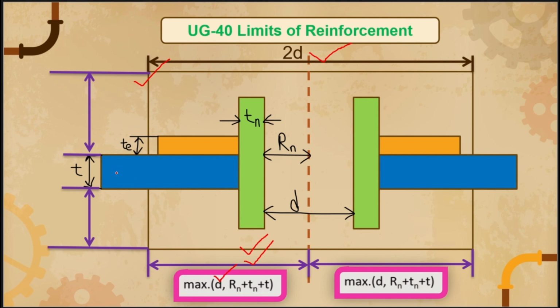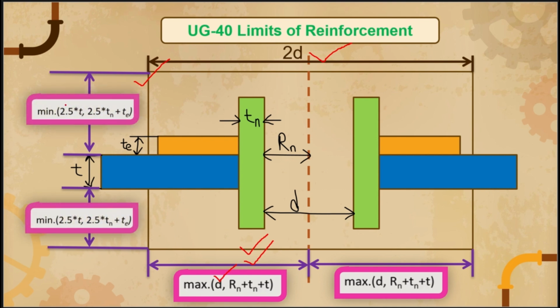This reinforcement must lie within the smaller of the two values, that is minimum of 2.5 times T, where T is the vessel wall thickness, or 2.5 times Tn plus Te. Te is the effective thickness of the reinforcement pad, guys. This is your reinforcement pad. So Te is our effective thickness for the reinforcement pad and Tn is the nozzle wall thickness. Here you can see, you need to consider the minimum value from these two values. So this is the limit of reinforcement normal to the vessel wall, guys.